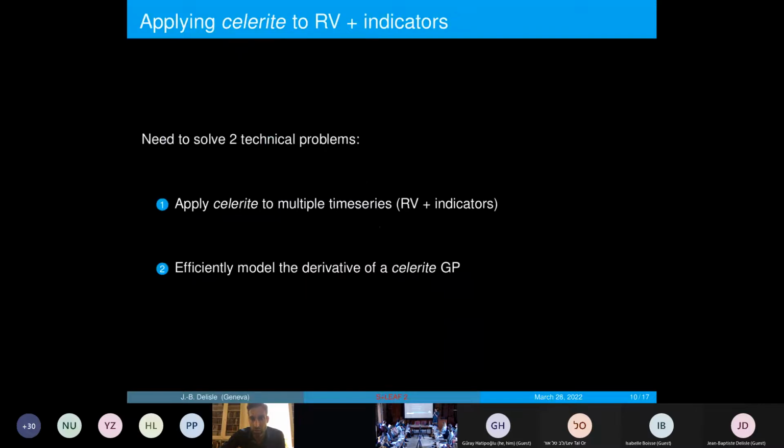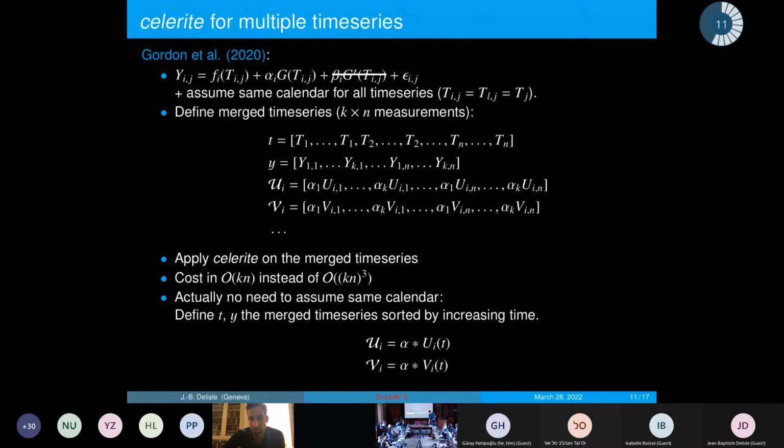Now, if we want to apply Celerite to the problem of radial velocities plus indicators, we have two main problems to solve. First, we need to apply it to several time series at the same time. And the second issue is that in Celerite, there is no modeling of the derivative of the Gaussian process. So we need to account for the fact that we have in the model both the Gaussian process itself and its derivative. The first problem, having several time series, has actually been solved by Gordon et al. 2020.